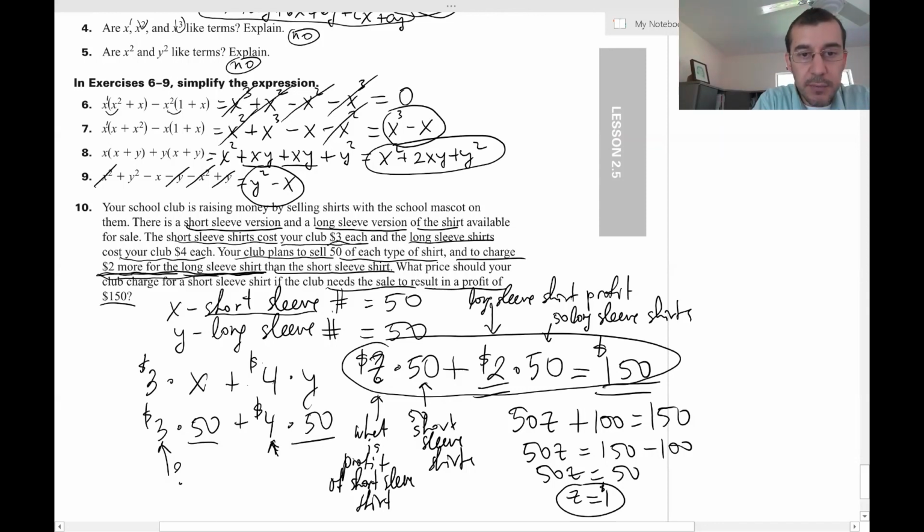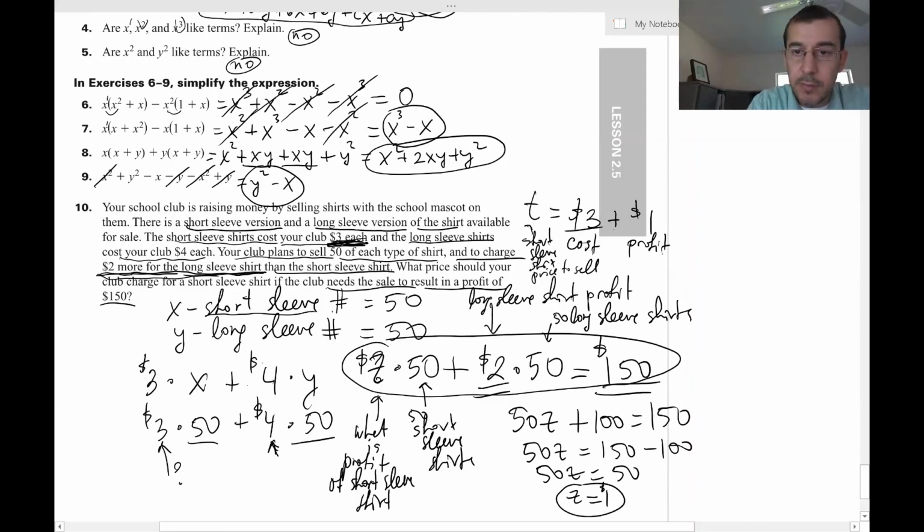Well, they're selling for $3. So what price should your club charge for a short sleeve shirt? Well, it's $3 for getting them, and then we have to add $1 profit, so $4, right? So $3 plus $1 profit. This is the profit. This is the cost. T is the short sleeve shirt price to sell. So we're getting it for $3, $1 profit we're going to make. So $4 is what we sell the short sleeve for.